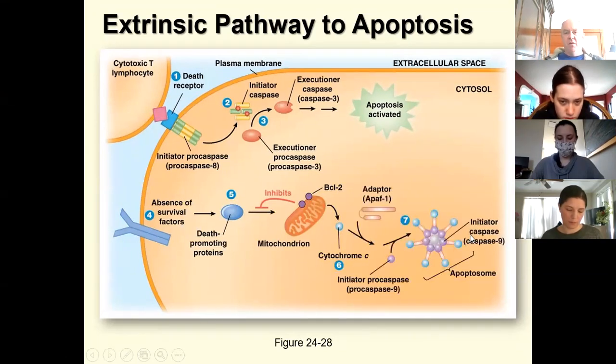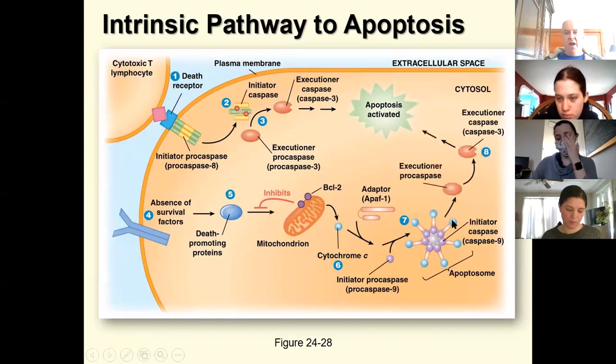Cytochrome C then forms this wheel of death with APAF1 and procaspase 9. And once you get that, procaspase 9 activates caspase 3, and we're back to where we were before. So this is what I meant when I said they both converge on caspase 3. Whether you're going on this pathway or this pathway, you're going to get caspase 3.